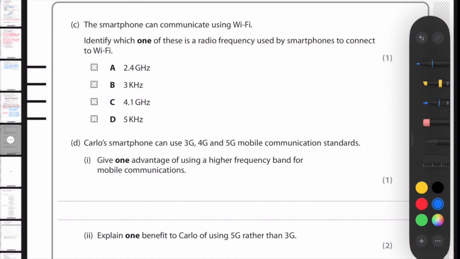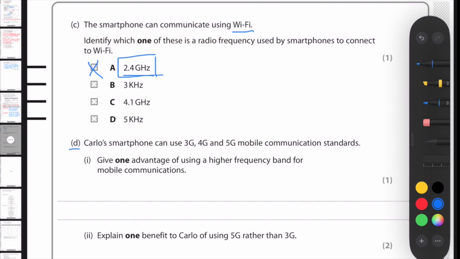Okay, this is quite a lot of information in terms of moving data around a network and using packet switching and nodes. Part C. The smartphone can communicate using Wi-Fi. Okay, identify which one of these is a radio frequency used by smartphones to connect to Wi-Fi. Well, you either know this or you don't, but the correct answer would be A, 2.4 gigahertz. Why? Because the others, 3 kilohertz, 4.1 gigahertz, and 5 kilohertz, these aren't smartphone frequency bands. This one is a radio frequency band used.